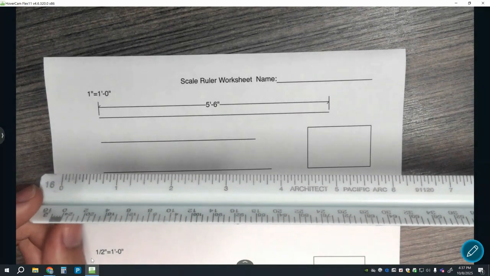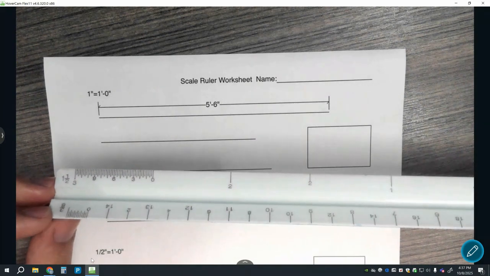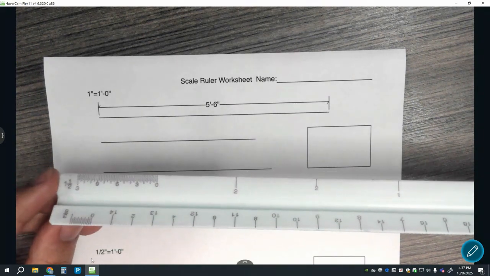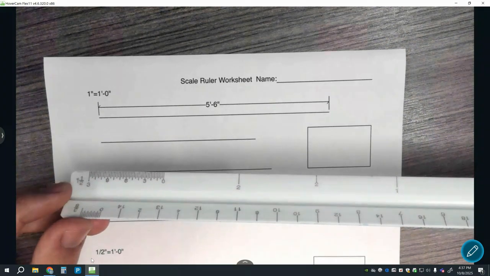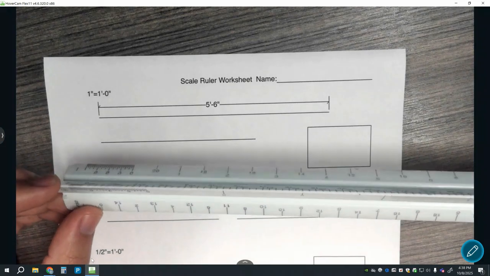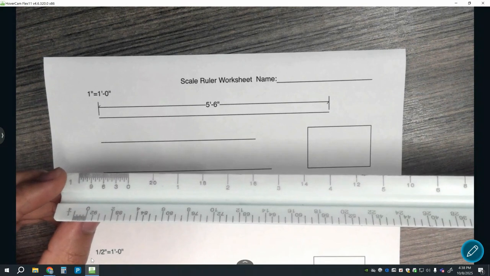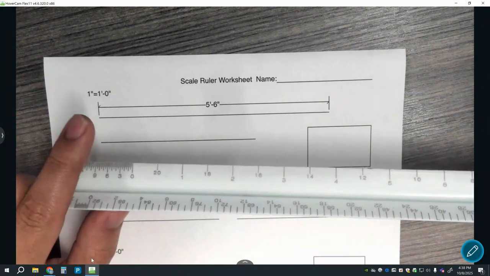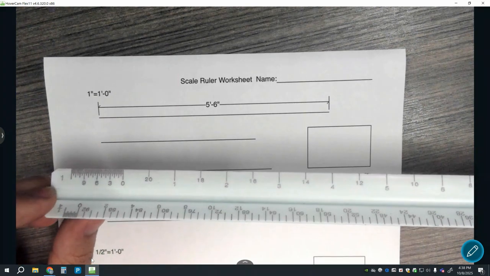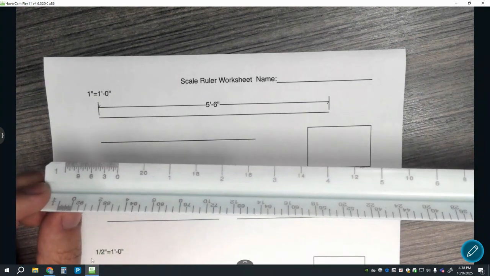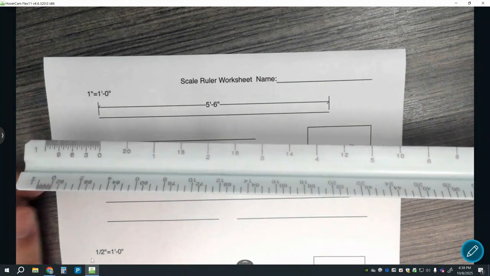Now for the other scales, these numbers represent something different. That means every 1.5 inches on my piece of paper is going to equal 1 foot in real life. So if we were to use the 1 inch scale right here, the symbol over here on this worksheet means 1 inch on my piece of paper is equal to 1 foot in real life. So let's go ahead and start with the first one. We already have the answer here, but let's go ahead and confirm.